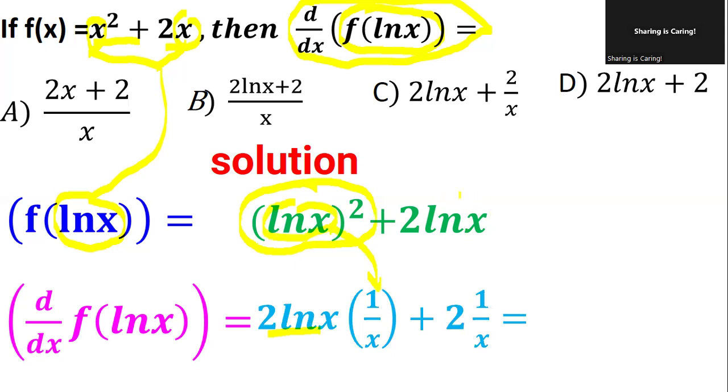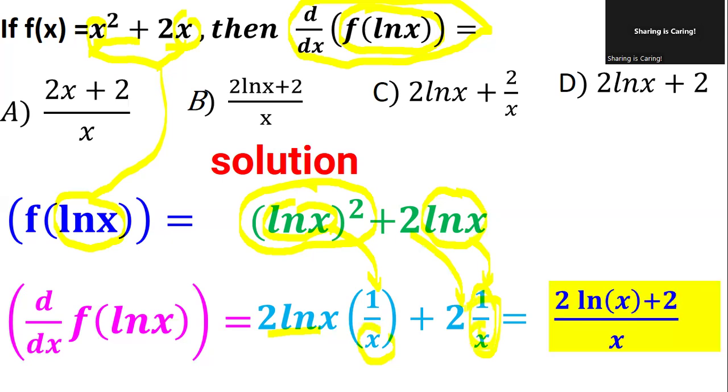Then the next is the derivative of 2 ln of x. Since 2 is a constant, multiplying by a constant, you bring the constant 2 as it is, and then you need to find the derivative of ln of x. What is the derivative of ln of x? It will be 1 over x. Hence, we have the same denominator. Therefore, we can rewrite this as 2 ln of x plus 2 over x. Done.